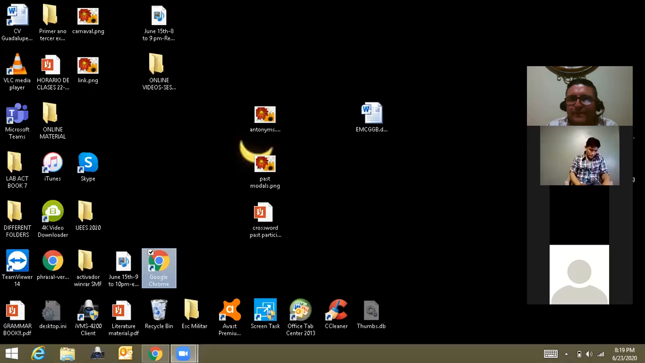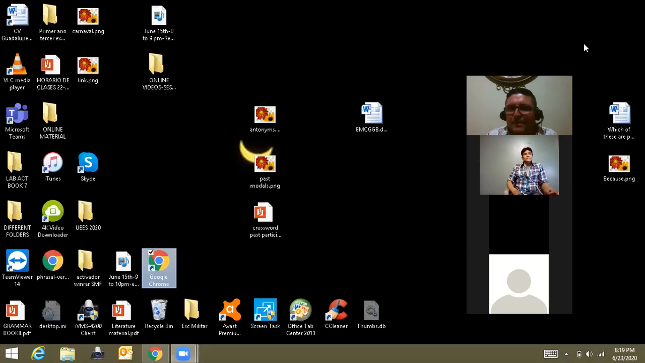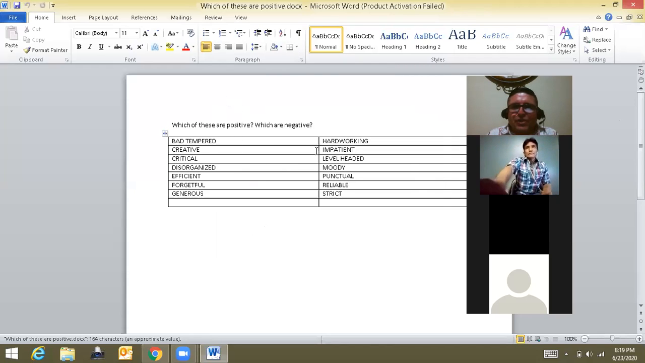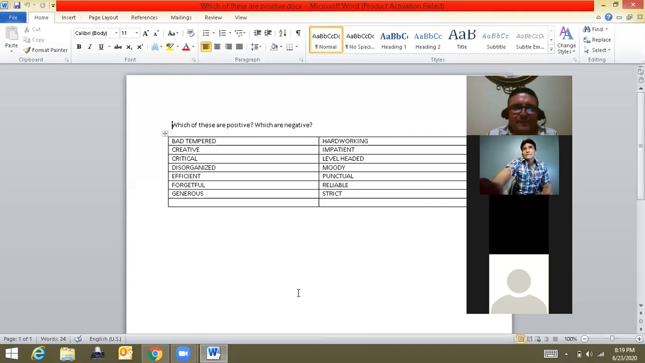Share here. Now let me see. Right here. Can you see it? Yes, teacher. All right. What is the question that we have on top of the chart? Which of these are positive, which are negative? Okay, good. Thank you. So we have two columns, and in each column you have different adjectives.